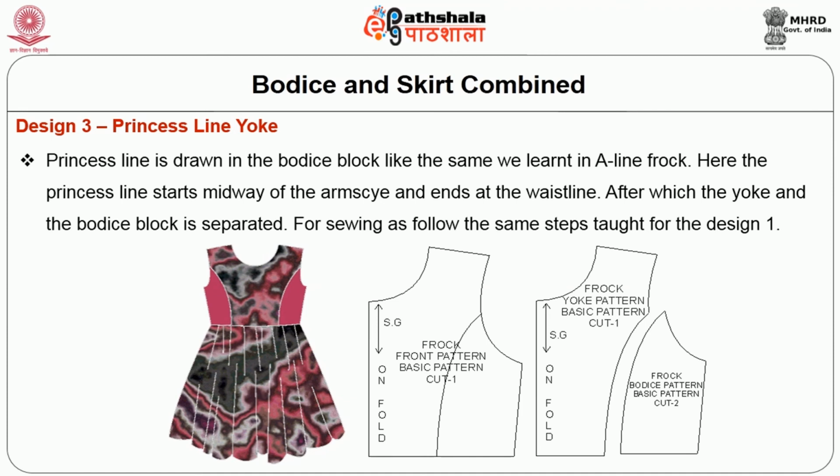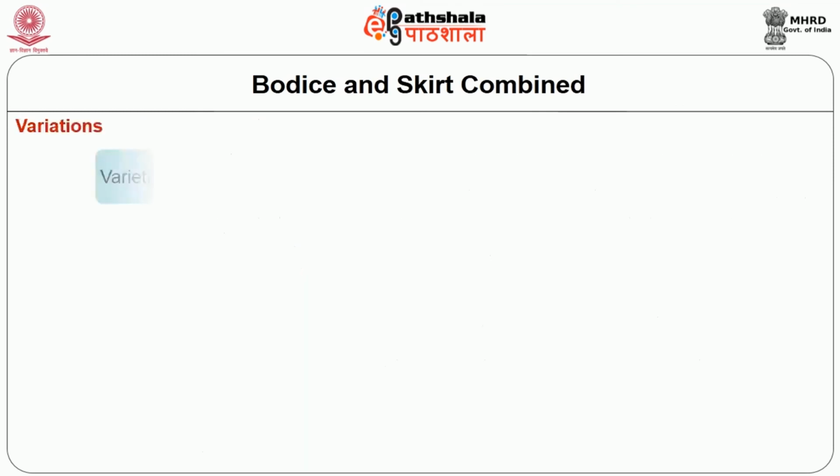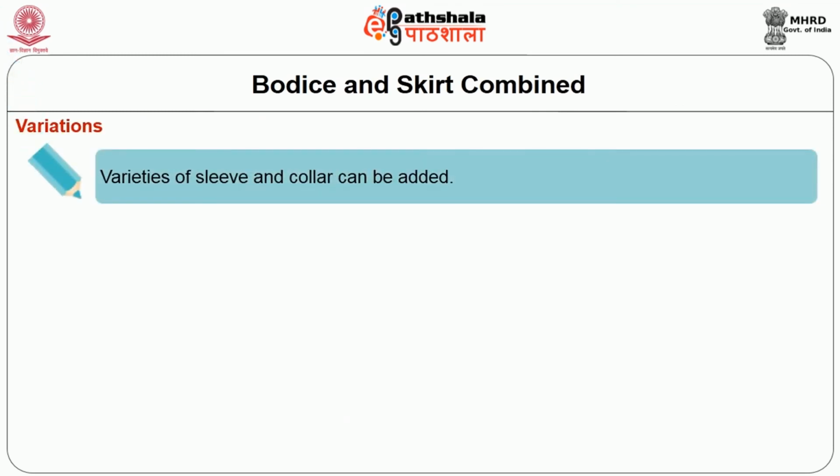So after separating it, the pattern pieces are cut in the fabric, and as we saw earlier, the back pattern remains unaltered and the skirt pattern remains unaltered. The stitching also follows the same order as we discussed above. A lot of variations can be done in this bodice and skirt combined frock style.